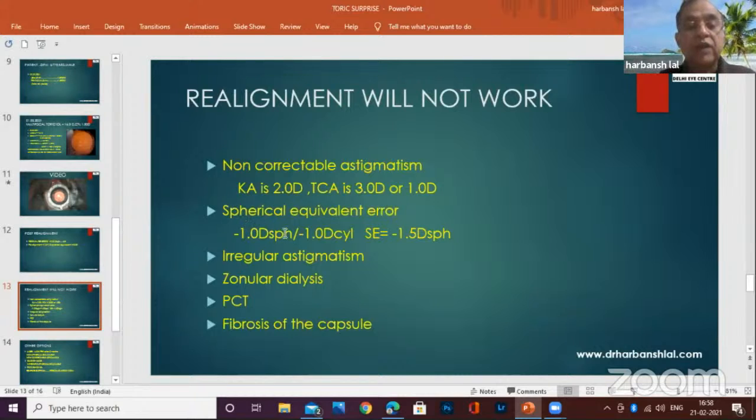Or if the patient had -1 diopter of spherical and -1 diopter of cylindrical, the total spherical equivalent is -1.5. That means the spherical equivalent is going to remain the same. It is only the astigmatism which is going to change. So if there is a refractive error, it is not going to be corrected by the realignment of the IOL. If there is an irregular astigmatism, it is not going to work. If there is a zonular dialysis, PCT, or fibrosis of the capsule, sometimes if the capsule is too fibrous, maybe after 3 months or so, it may be very, very difficult to place the lens into the new position because the separation of the capsule may be very difficult. So it is better to do it early on.